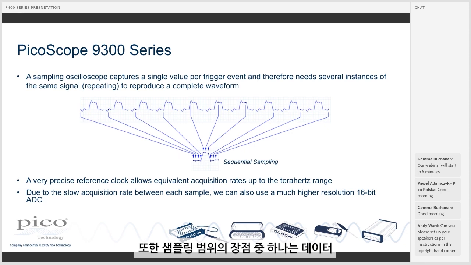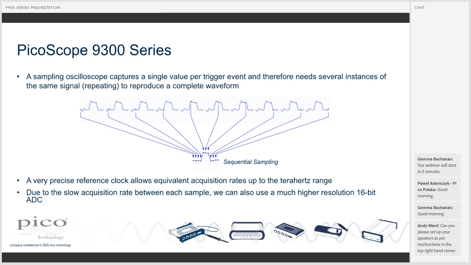And also, one advantage of the sampling scope is that due to the lower data acquisition rate, we can use a higher resolution 16-bit ADC.